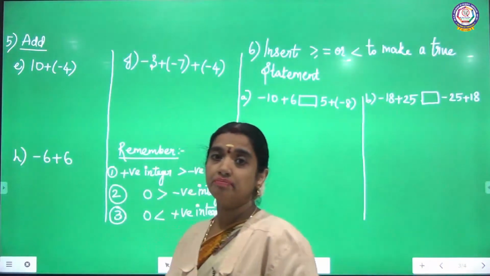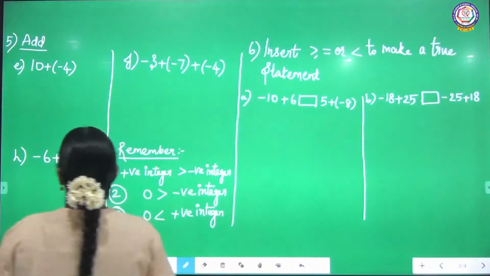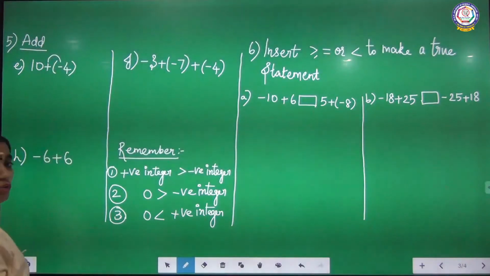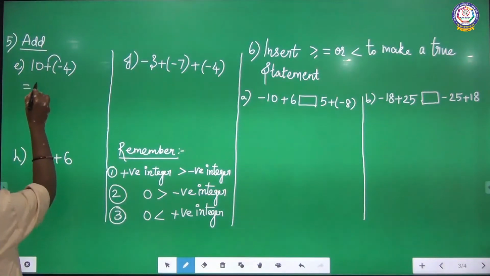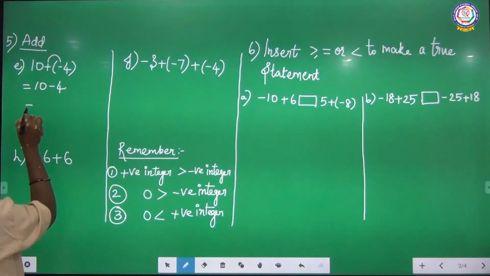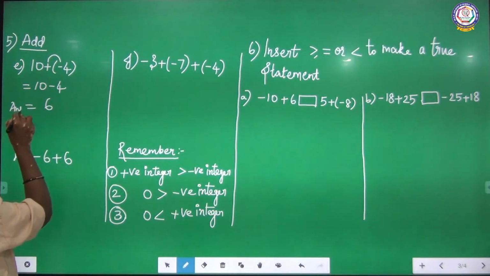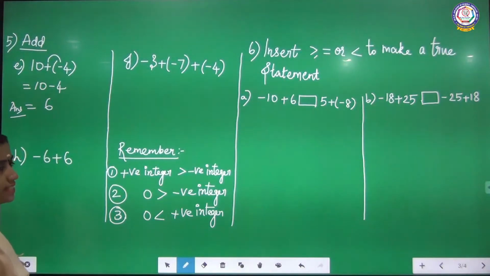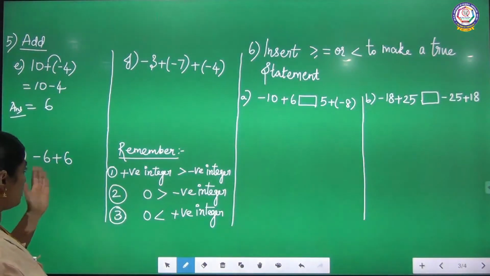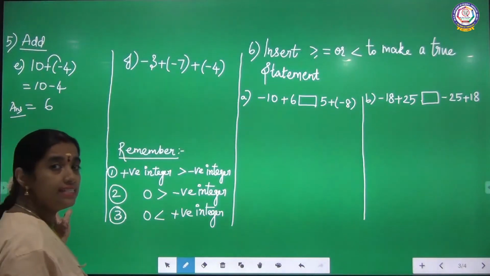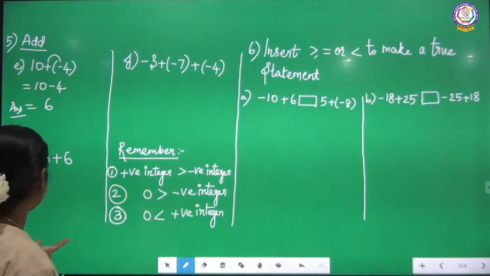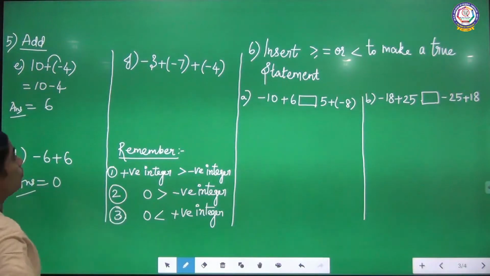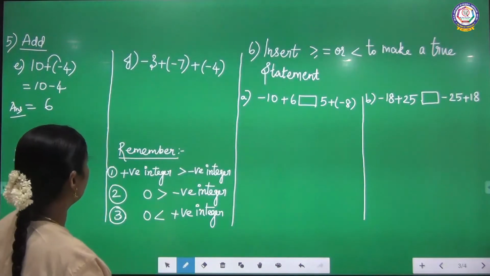see this fifth sum. 10 plus into minus. Plus into minus, so 10 minus 4, which is 6. The answer is 6. Next, minus 6 plus 6. The positive integer is plus 6. The negative integer is minus 6. The answer is what? 0. The answer is 0.